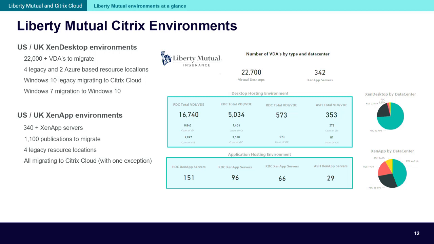When it comes to our XenApp environments, we've got about 350 XenApp servers in the US and UK that we're migrating to Citrix Cloud. Our XenApp migration is a little more of a manual process. I'm going to talk about our XenDesktop process in a little bit, for which I've generated a lot of automation. Our XenApp migration is a little more of a conventional migration, such as you would do if you were migrating to an on-prem solution.